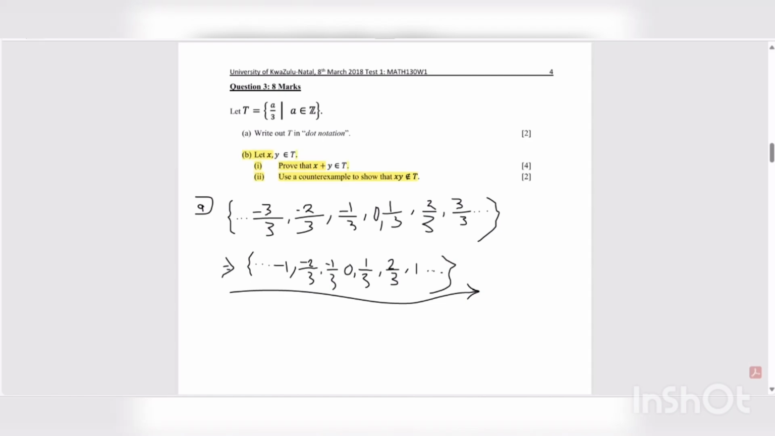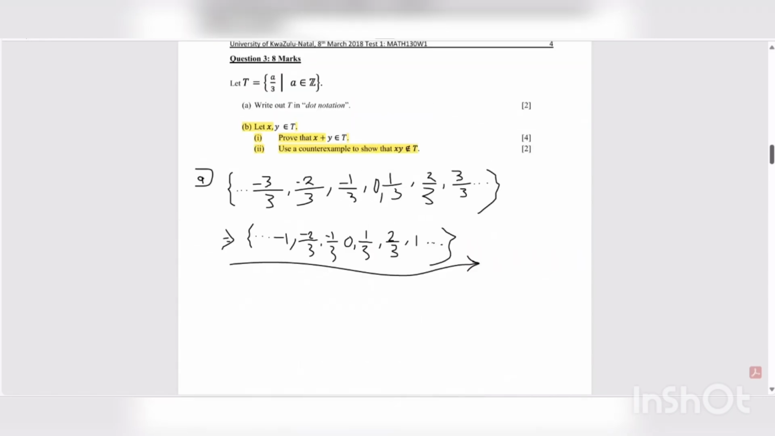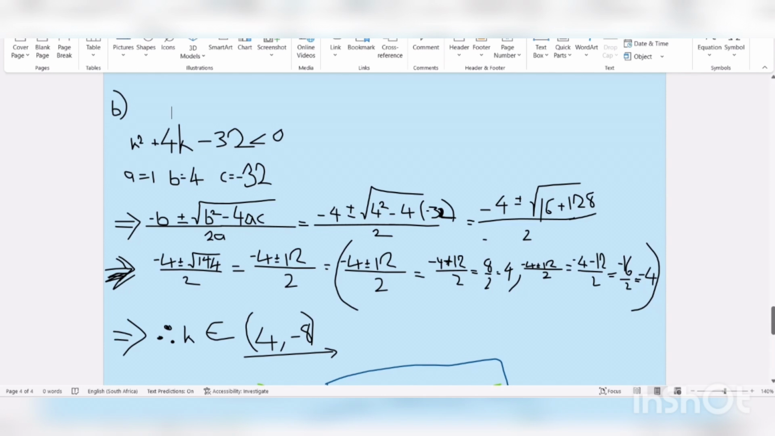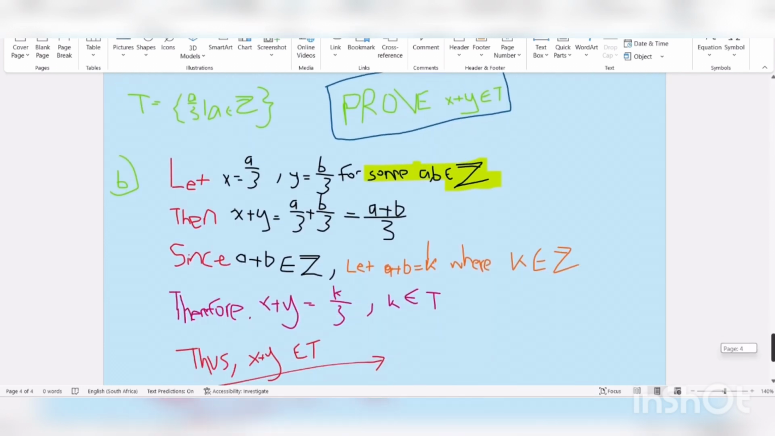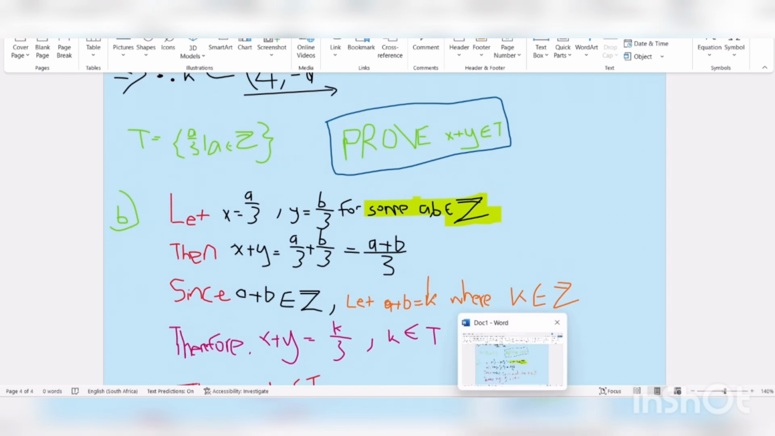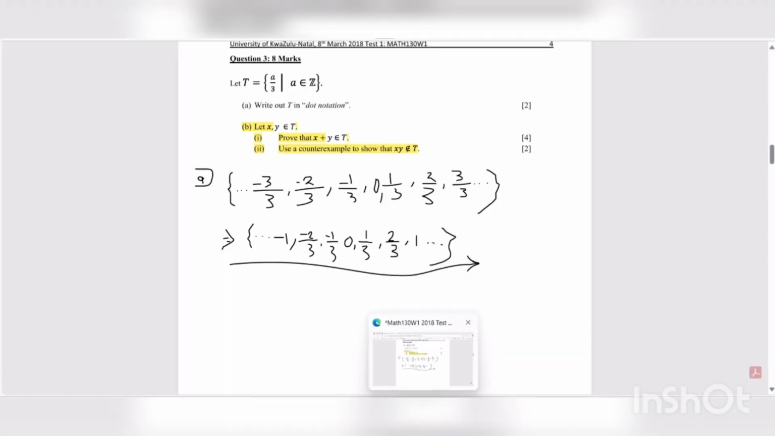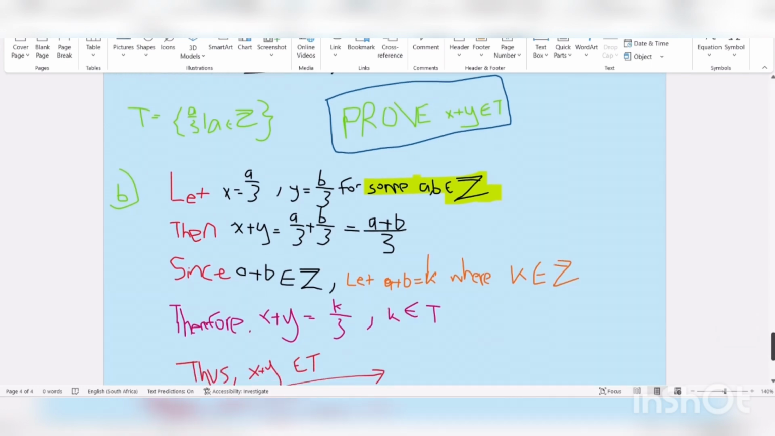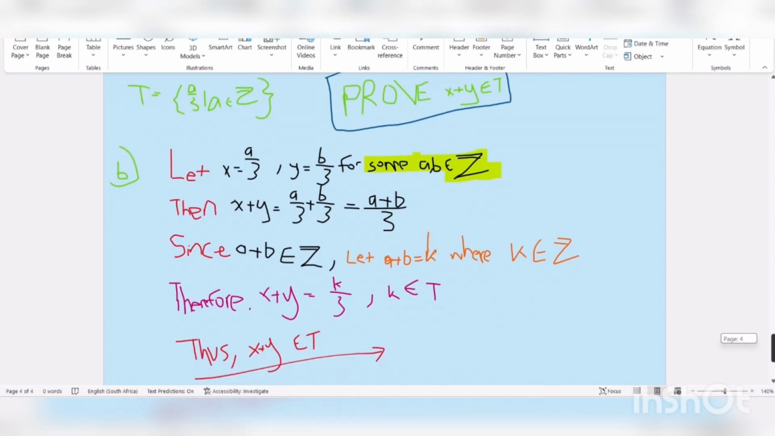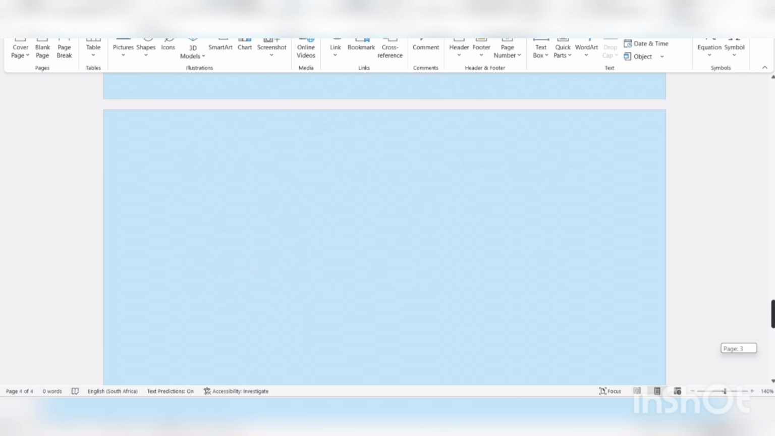So let's do A, I, okay. So for the first one, remember len, let, then, and since, which are our keywords, and so this is how we do it. Alright, this one is straightforward, and then let's do the next one.